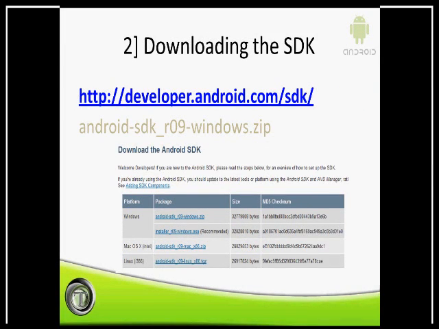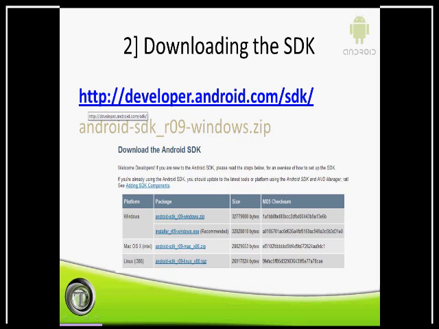Downloading the SDK for developer.android.com/SDK is the link. There's a zip file in it called Android SDK_R09-Windows. Now you should download the zip file. The exe might not work well, so I'll show you how to do it with the zip file.